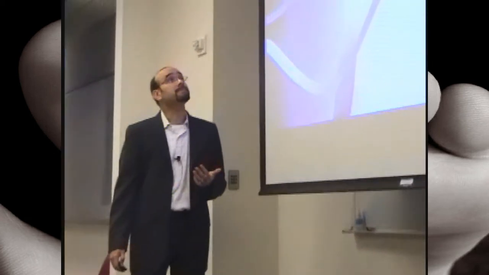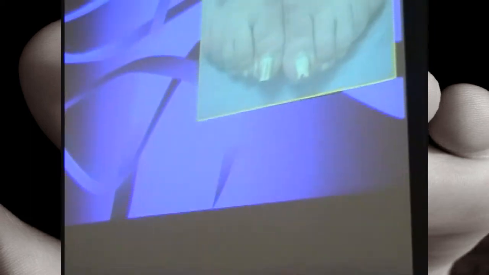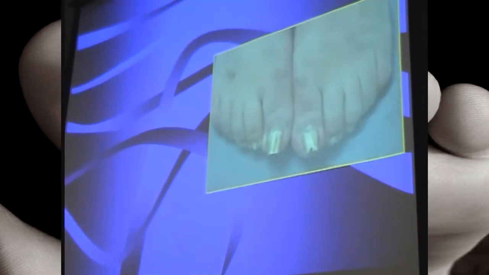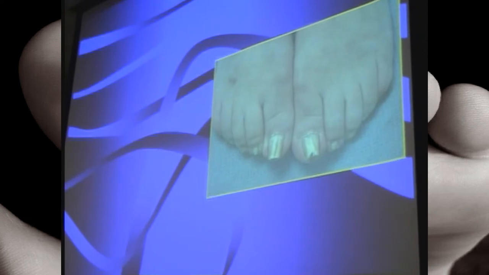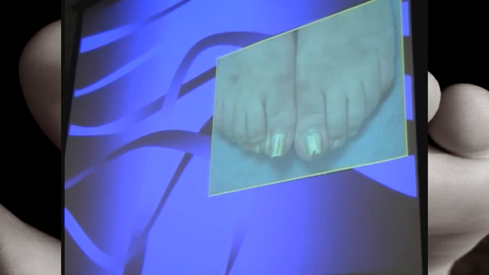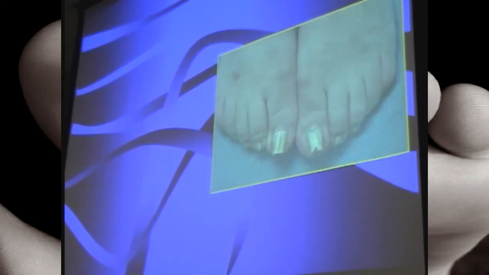But who's at risk for these problems? Okay, we're going to start pretty much from the toes all the way back to the foot. So we're going to start with the nails, probably the most attractive part of my lecture.